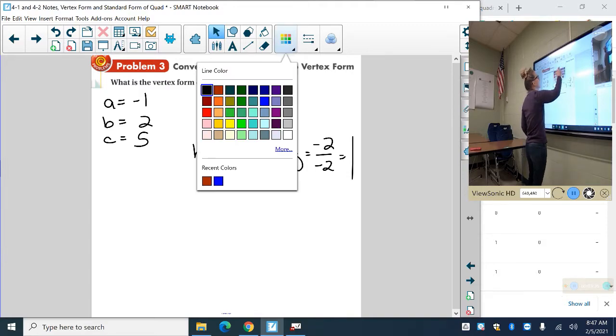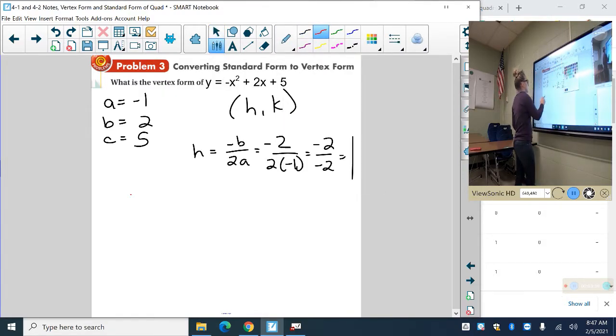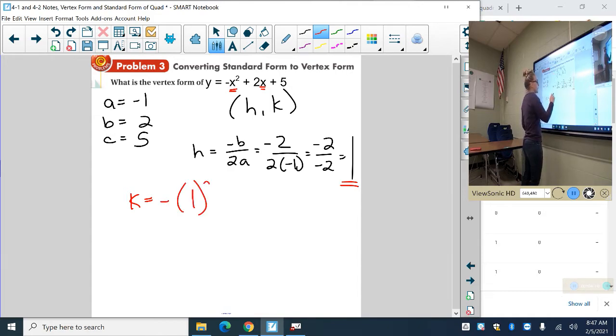To find the K value, now I have to take this 1 and plug it in to my equation for all the x's. Let me say that again. In order to find the K of the vertex, you're going to take the answer you got for your H value, plug it into your standard form function for all the x's. So K is going to be, I have negative, and then I'm going to plug in a 1 instead of an x, negative 1 squared plus 2 times 1 plus 5. All I did was take the x's and replace them with the H value.